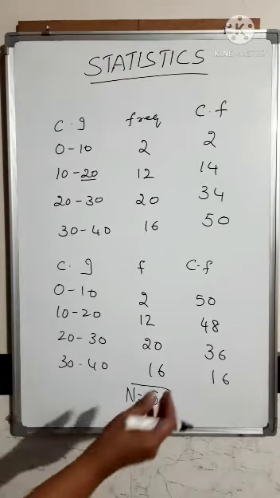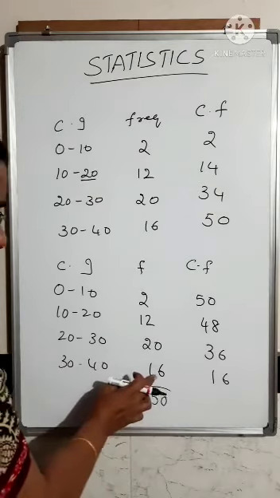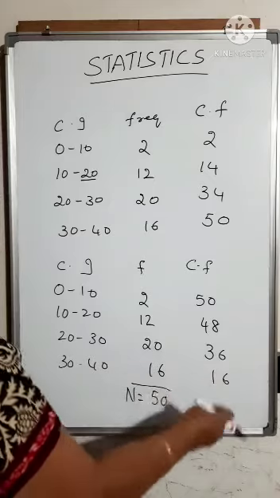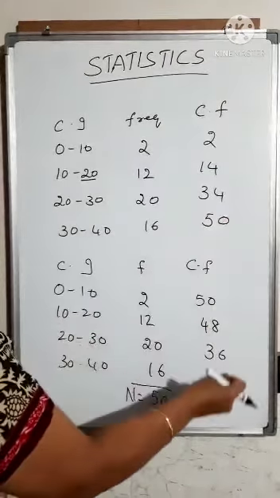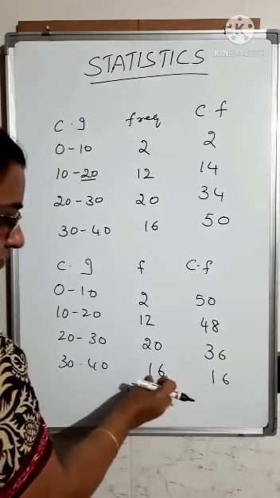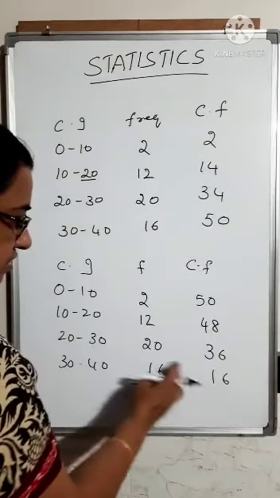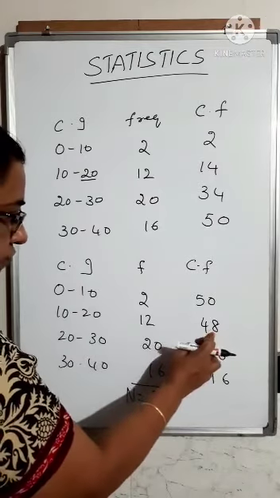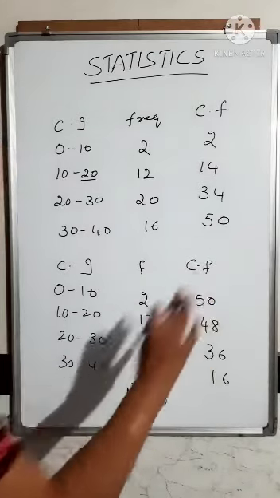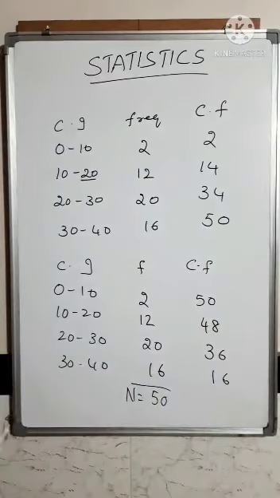The other way of doing it is, you write this 16 as it is and go on adding in the reverse way. Here you are adding from top to bottom. In more than type, what you can do is you write the first value as it is. 16 plus 20 is 36. 36 plus 12 is 48. 48 plus 2 is 50. So you can use any method of doing the calculation.